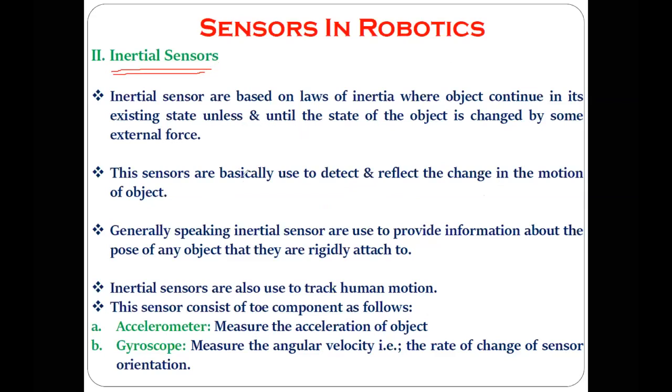Yes, sir. So in conclusion, I have mentioned these sensors are basically used to detect and reflect the change in the motion of the object. So when you utilize the GPS to reach some location, automatically it goes on showing you the direction. Okay, yes or no? Automatically it shows you the route from one direction to the other direction. Am I right?